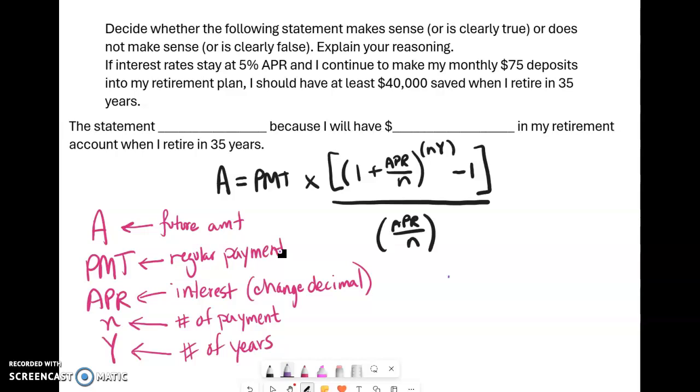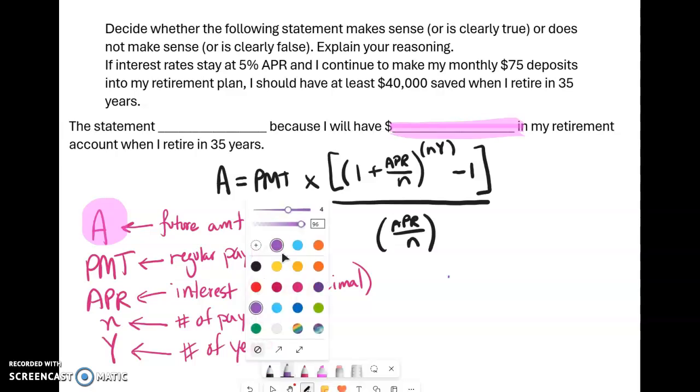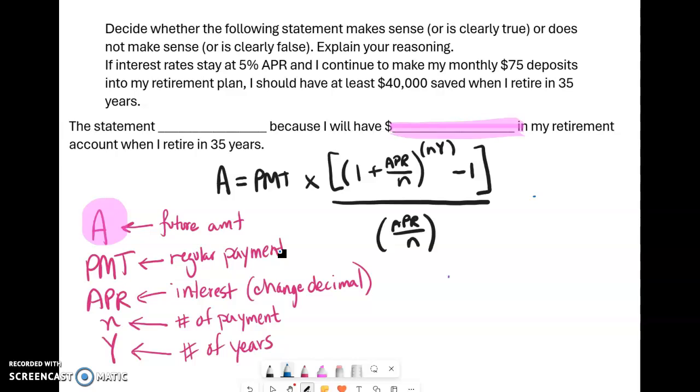And now I'm going to go to the problem and I'm going to look at the problem and pick out what each of these variables stand for. So first, I want to ask myself, what is the question asking? It wants to know how much I will have in my retirement account after the 35 years. So the variable that I'm looking for is capital A. What's the future amount? Then we need to find the other 4 variables here. So this is my unknown.